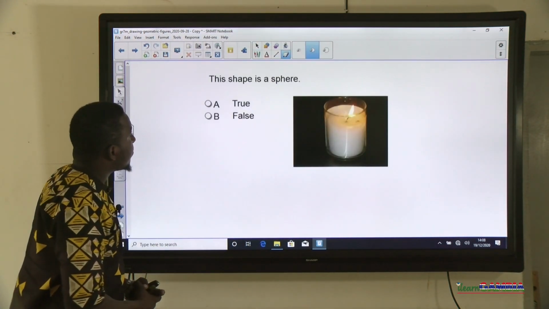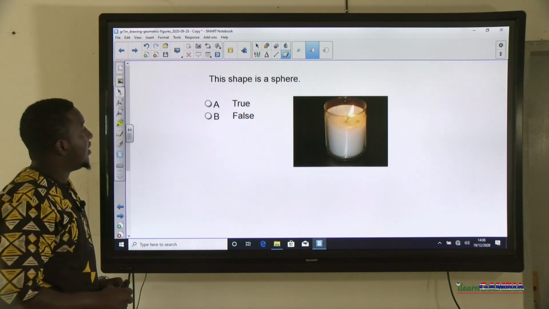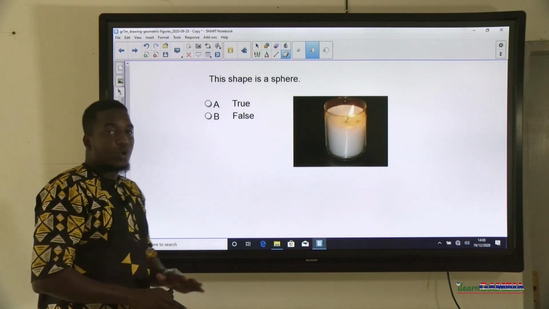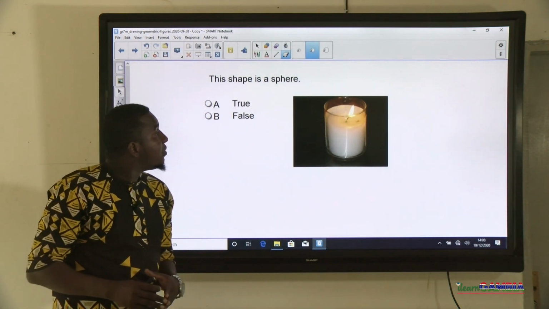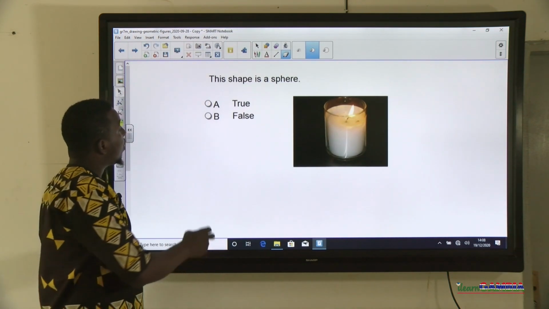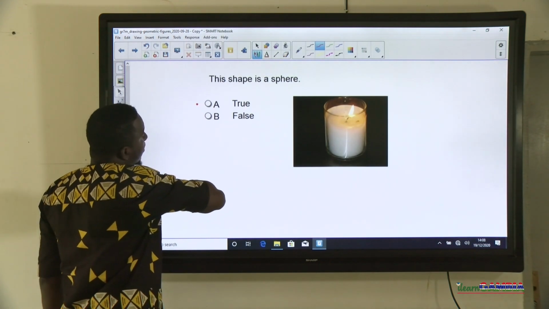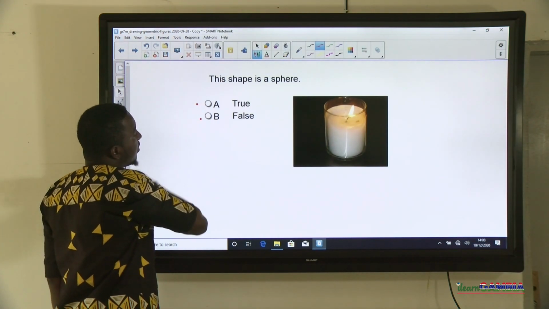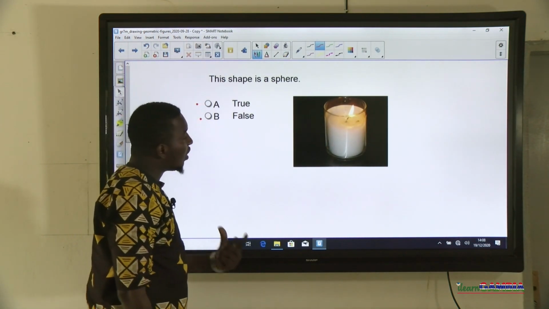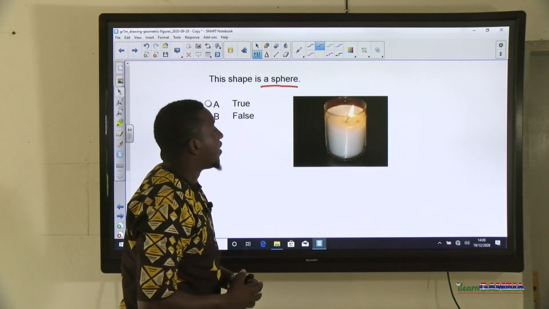We move on. We have a question here, and it reads, the shape is a sphere, true or false? You have two options there. Option A says the statement is true, and option B says the statement is false. Now let's look at the picture, and we've examined if it is a sphere.